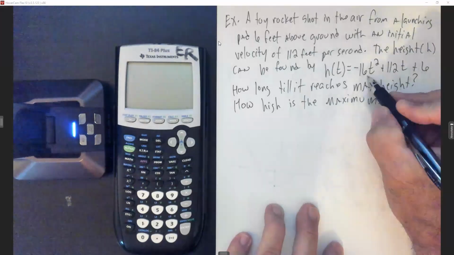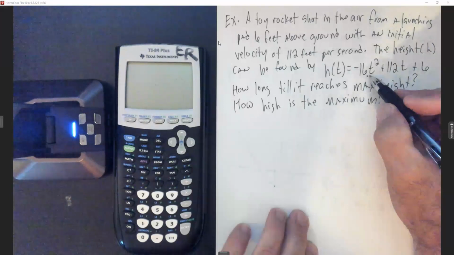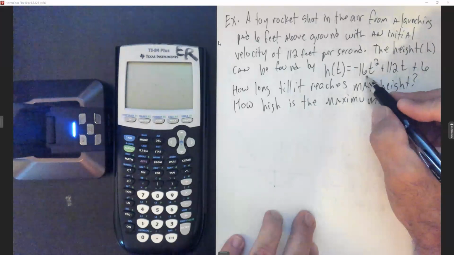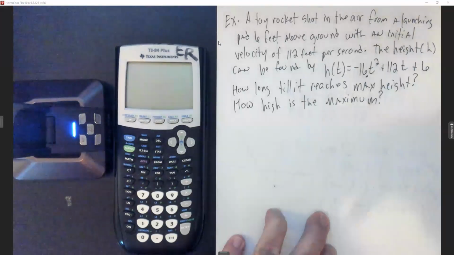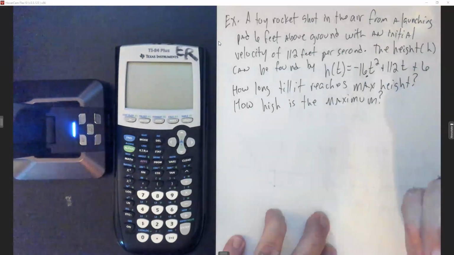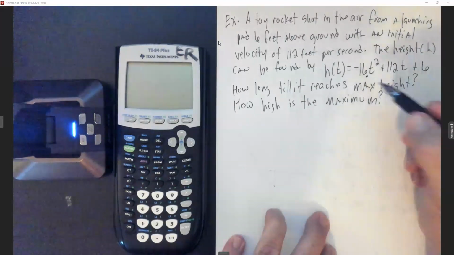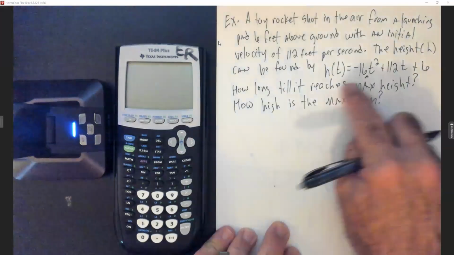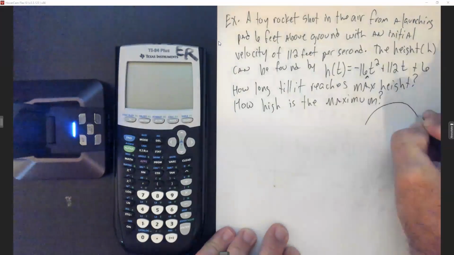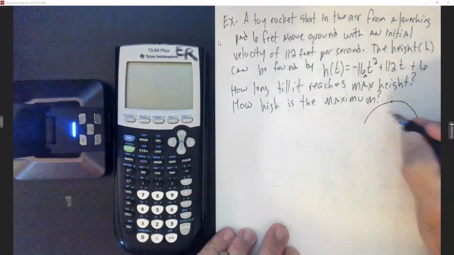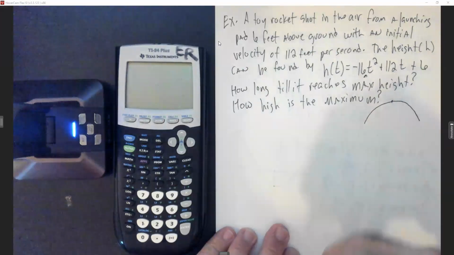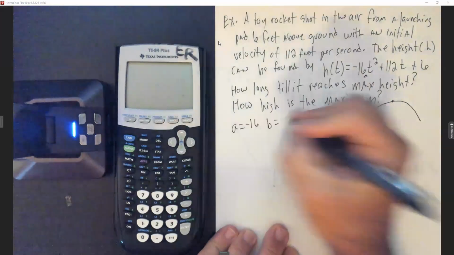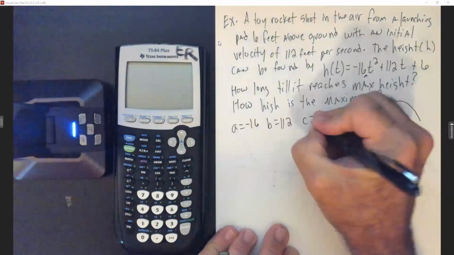They didn't tell us anything about this negative 16 t squared, but y'all, the negative 16 t squared is the effect of gravity. Gravity is going to be trying to pull that thing down, okay? So that's what the negative 16 t squared is. To find the maximum height, we're looking for the point where the rocket's at its highest. We're going to use the vertex formula. So for me, A would be negative 16, B would be 112, and C would be 6.